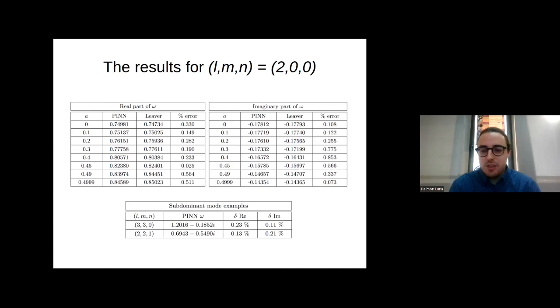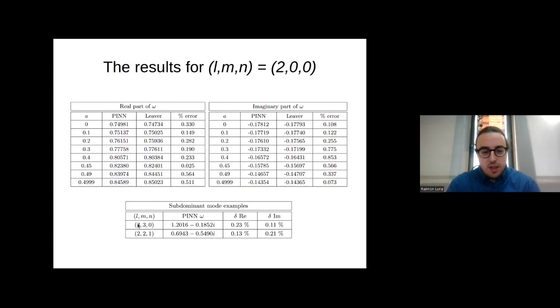It depends on which pin parameter you're using, but it's quite good. And as I said, if you train for longer, you would get something smaller, like below 1 in 1,000 or something. Regarding subdominant modes, and in this case particularly overtones, there are several problems.